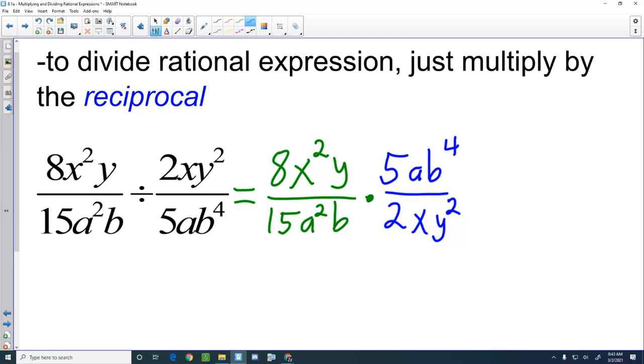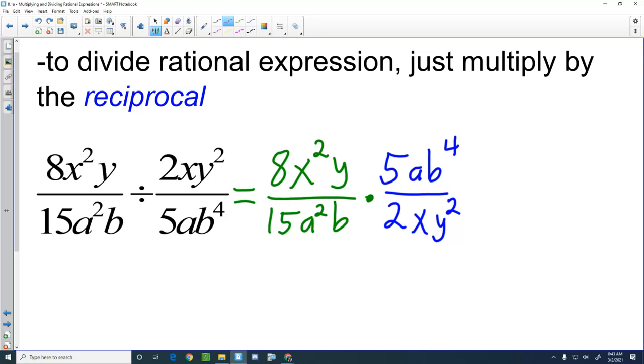Maybe. I'm not familiar with that. Oh, fantastic. Copy, change, flip. Anyone else heard that before? From middle school? Cool. Copy, change, flip. Copy the first one, change the sign, flip the second one. Yeah, whenever you're dividing two fractions, you copy, change, flip. Cool. I like it.